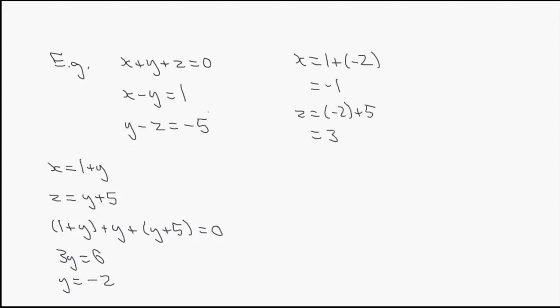So because we found out all the values of each of x, y, and z, we can tell that there is only one solution. Hence, the system is consistent.